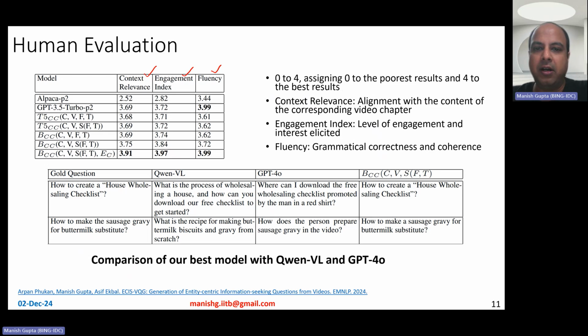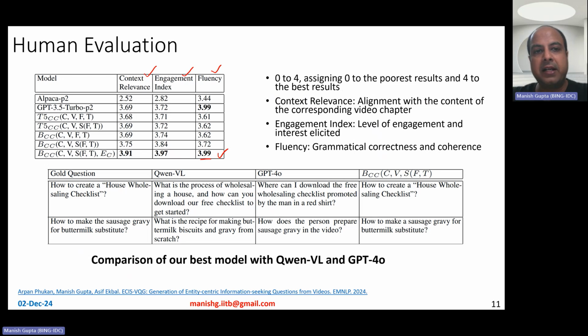Is it an interesting question or not, right? Third one is fluency. Is the question grammatically correct or not, right? So as expected, typically the fluency scores are good. These days, the models are pretty good in terms of fluency generation. So overall, if you look at our best model, it basically gets a score of 3.99. The scale is from 0 to 4.